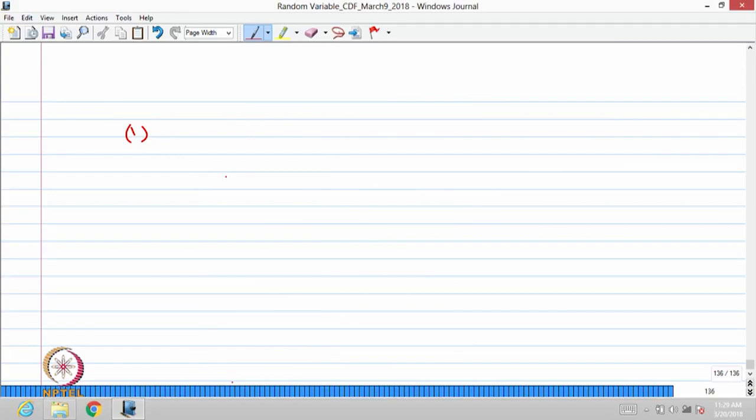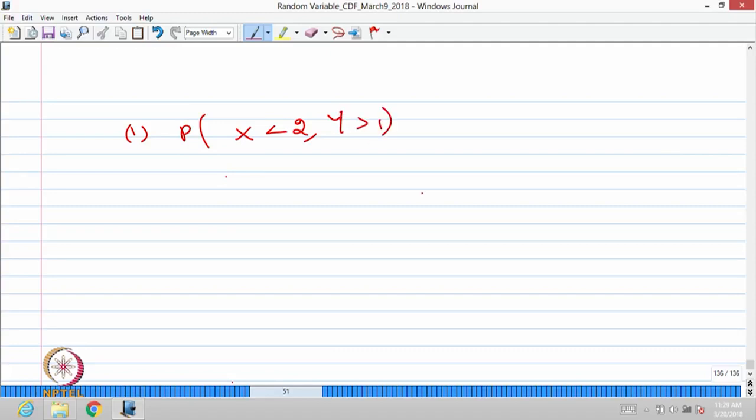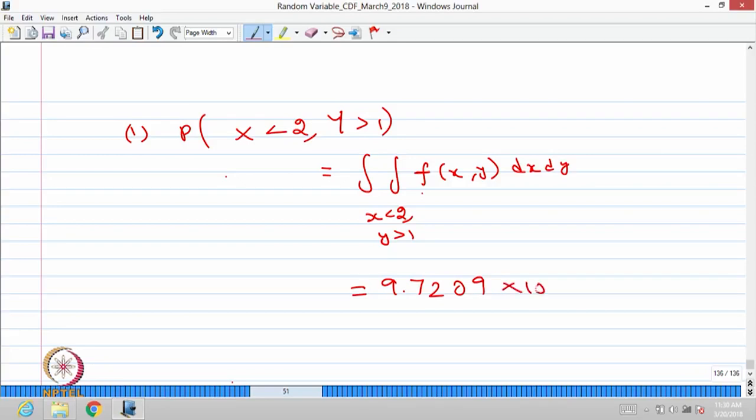We will go for finding the first one. Find the probability of x is lesser than 2, y is greater than 1. That is nothing but the double integration of the joint probability density function dx dy, where the integration is over x lesser than 2 and y greater than 1. You can always get this integration and we can get the final answer. So, the final answer is 9.7209 times 10 power minus 2. I am not evaluating this integration here. The integration is over x less than 2 and y greater than 1.